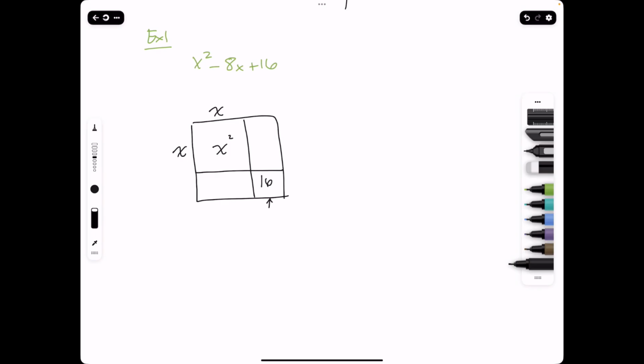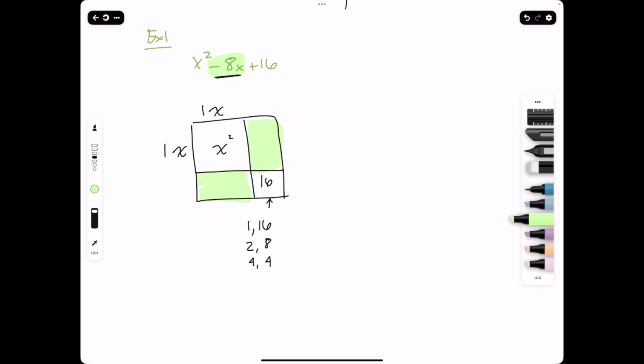16 has some options though. 16 could be 1 and 16, 2 and 8, 4 and 4. Those are all of my options. I'm noticing right away that I need 8 in the middle. Well, if I have a 1 and a 1, I'm not too worried about what those are going to do to these x sections, the middle term part, right? How they relate to that.